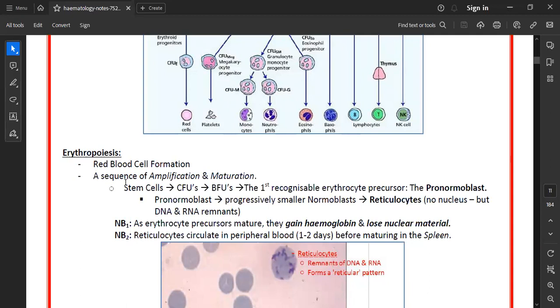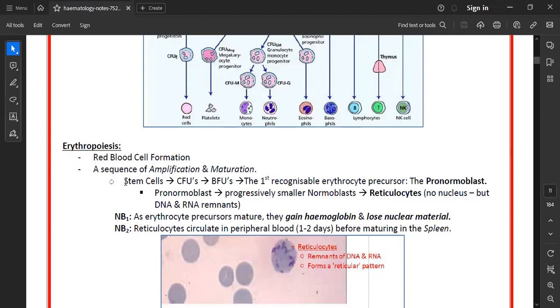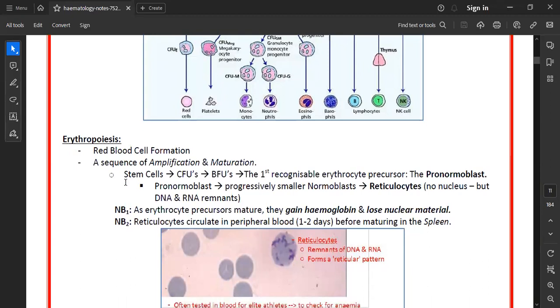Then the reticulocytes, which are red blood cells with no nucleus, but they have DNA and RNA remnants. As these ones mature, that's where they differentiate, if I can call it that, where they gain their function by developing the various components that they need, such as hemoglobin. So for red blood cells, it's going to be hemoglobin, and they also don't need the nuclear material, so it will also be shed as they mature.